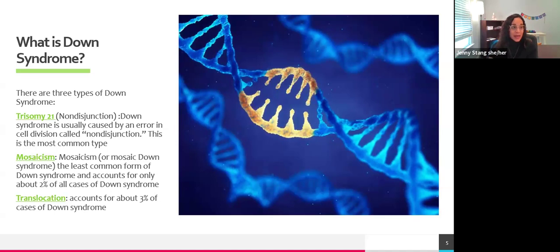The other 2 are not as common, but I think they're worth noting. There's mosaicism, or mosaic Down syndrome, and that is diagnosed when there's a mixture of 2 cell types, some containing the usual 46 chromosomes and some containing 47. So the cells with 47 chromosomes will contain the extra chromosome 21. Mosaicism is the least common form of Down syndrome, and it accounts for only about 2% of all cases. But research has indicated that individuals with mosaic Down syndrome may have fewer characteristics of Down syndrome than those with other types.